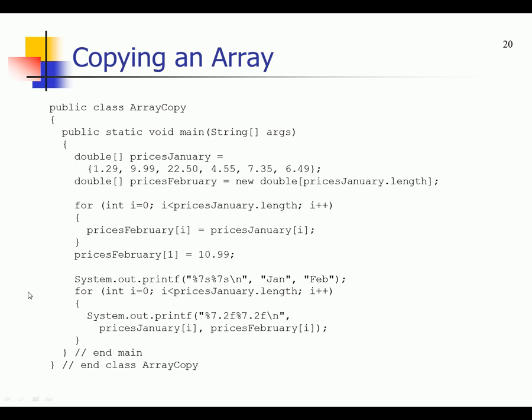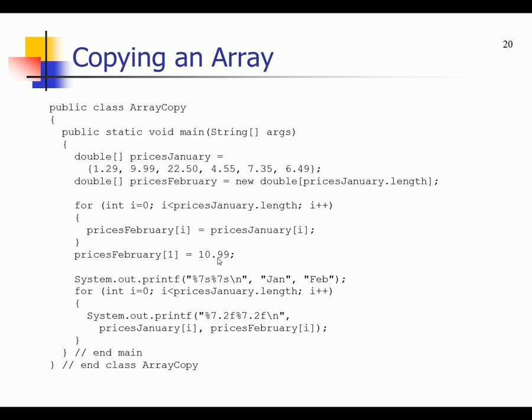And then after we've done the whole loop, we change February's price to 10.99. So we just up the price of something, like it's happening all the time now. Are we okay with that? So you can modify it later.